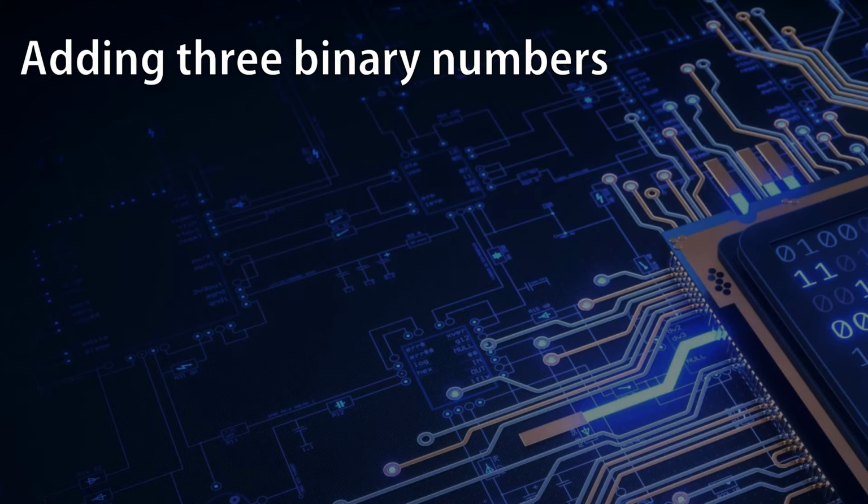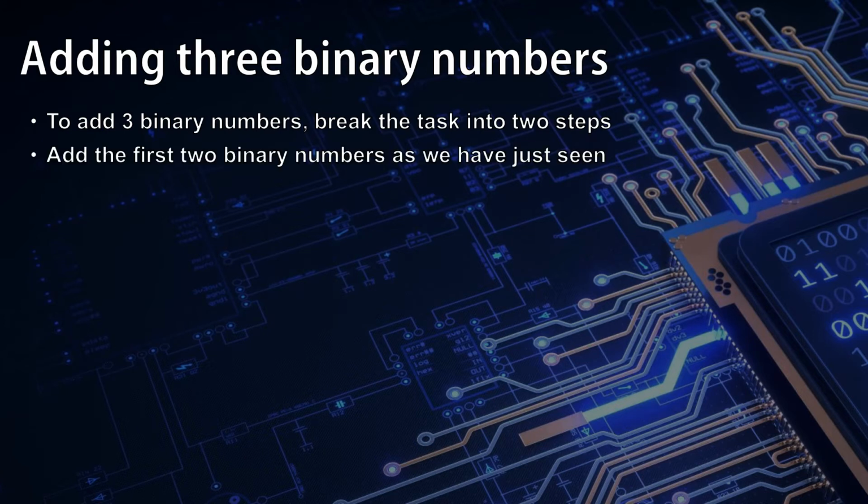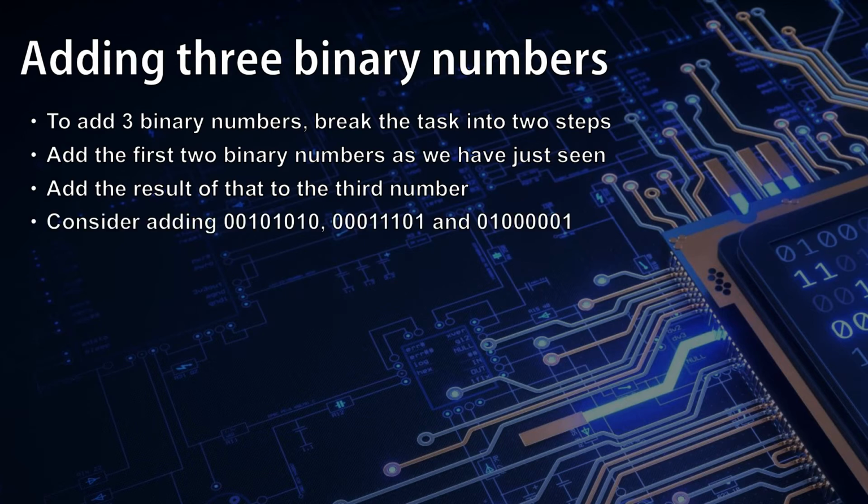One of the requirements for students listed in the specification is to be able to add 3 binary numbers together. The easiest way to do this is to break the task into 2 steps. First, add the first 2 binary numbers together, just as we've seen. Next, add the result of that to the third number. To add the 3 binary numbers 00101010, 0001101, and 01000001, we would first start by adding the first 2 numbers together.